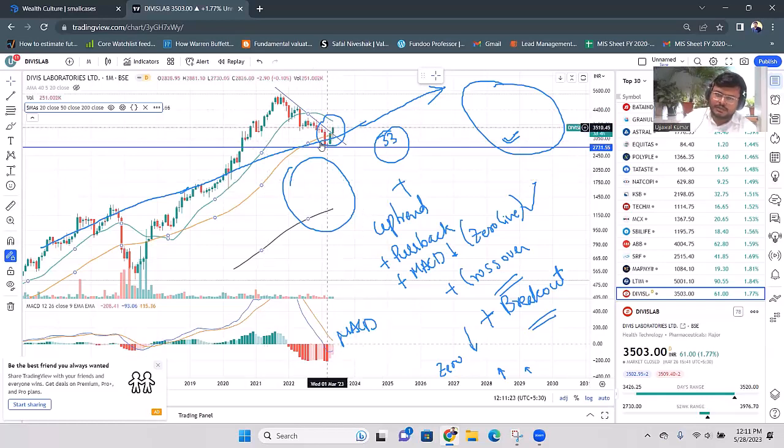And because of this breakout, I can, with a lot of confidence, say that the stock will now start to go up, not in a big way, because I'm yet to see a MACD crossover, but maybe dhire dhire it will start to go up. So I can start taking a tracking position here. I will start to take a tracking position.